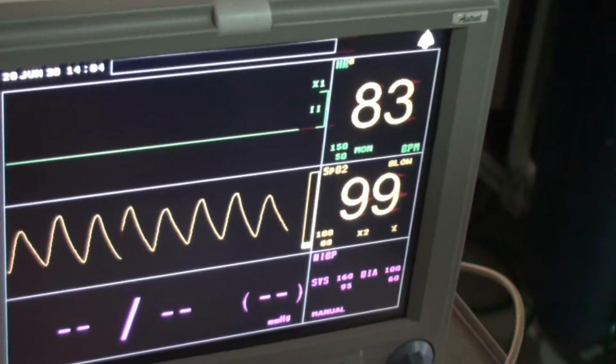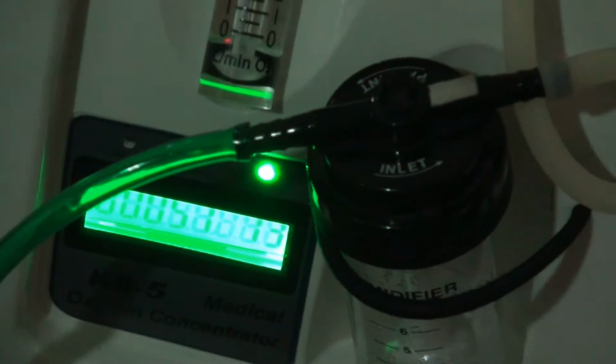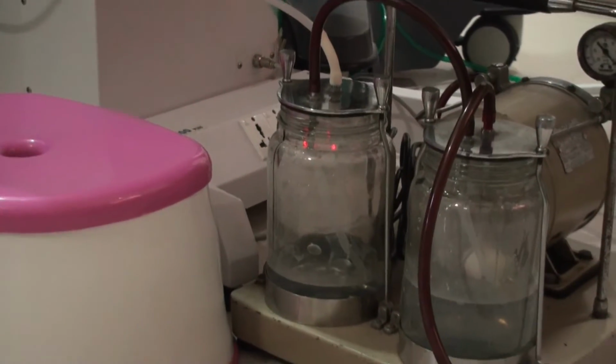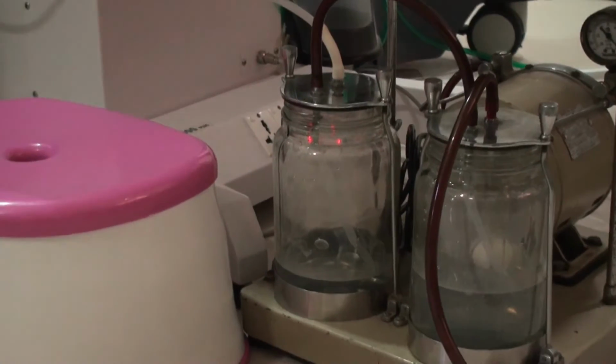Observing the suction bottle over time, you can see a lot of condensation in it. This means the patient's exhaled air is really getting collected inside the bottle.